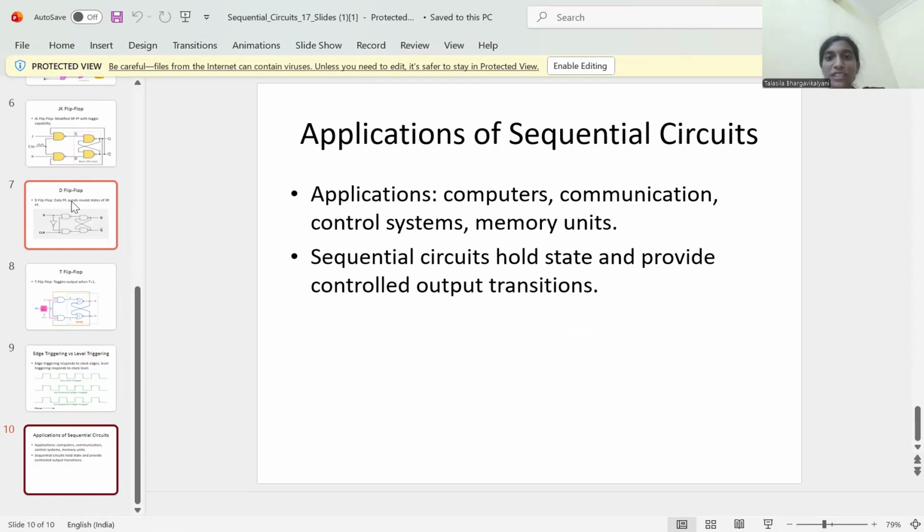And applications of sequential circuits. We can see them in daily life, such as in computers, in communication from one place to another, in control systems, memory units, etc. Sequential circuits hold state and provide controlled output transitions.